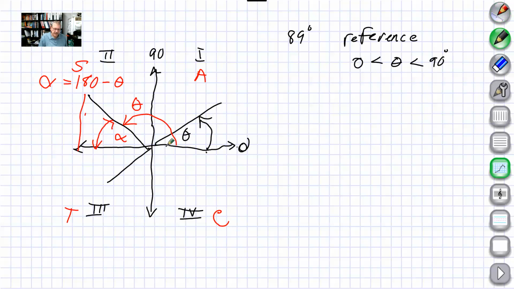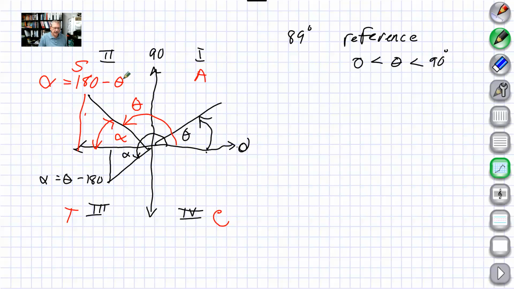This is our angle right here. Our reference angle is, again, drawing straight up. This is your alpha angle. This is your theta. How do I find the alpha? Alpha is equal to theta minus 180.